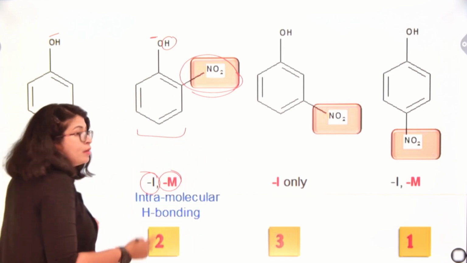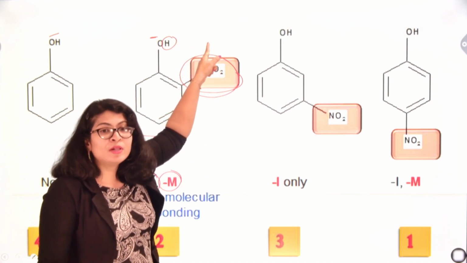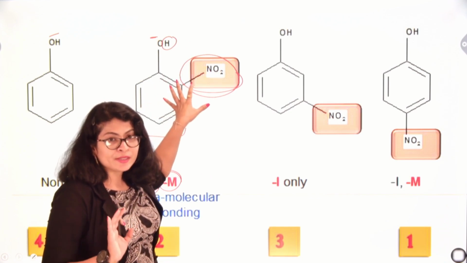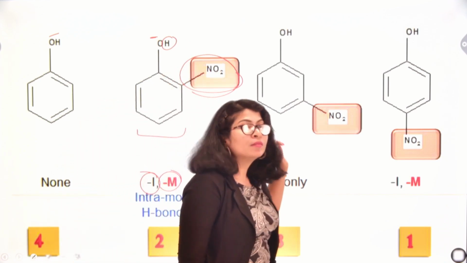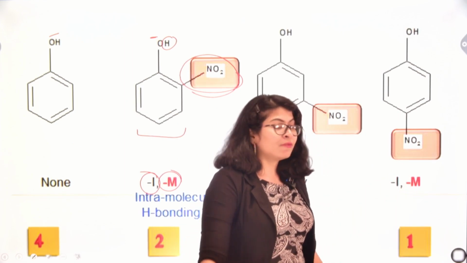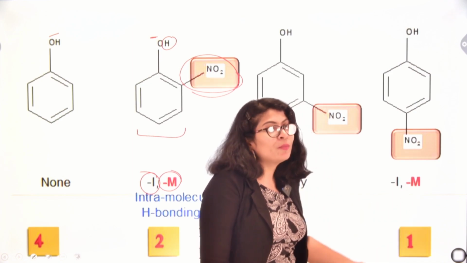Ortho will exert hydrogen bonding. This will not make the hydrogen available for donation, so it will show the least acidity. Again, if I compare the meta and para, in case of para there are two destabilizing effects, minus I and minus M, so this will be further less acidic than the meta.